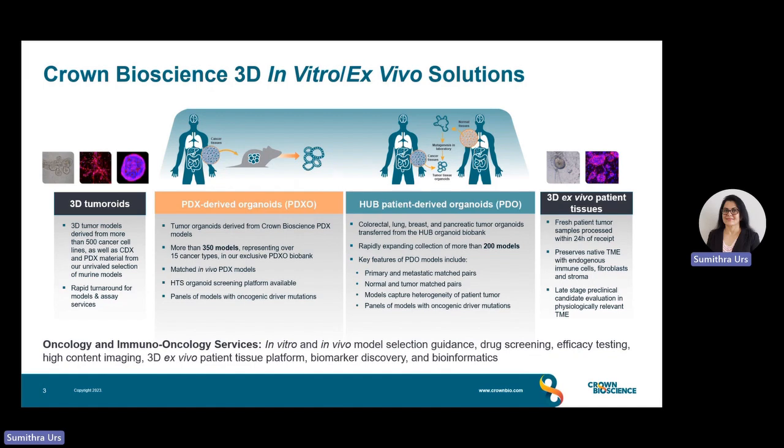The fourth one is the 3D EVPT platform, or the ex vivo patient tissue platform from fresh tumors, which gets processed within 24 hours of tissue resection. Now, this is a one-shot assay for a given patient, wherein the native tumor microenvironment is preserved. This assay is suitable for late-stage clinical evaluation.